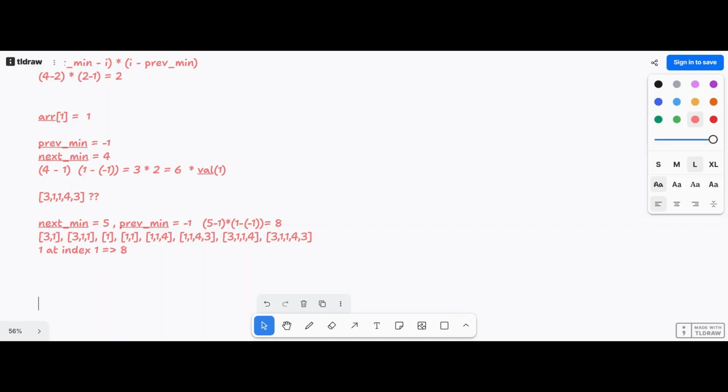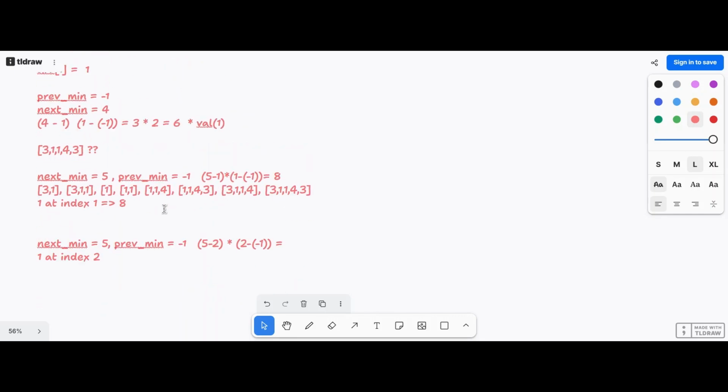Now I'm doing it for the 1 at index 2. Next minimum would be the same, 5, and previous minimum would be minus 1. So here it will be 5 minus 2, because the current i is 2, into i minus previous of i, which is 3. 5 minus 2 is 3, into 3, which is 9. So this is saying that a total of 9 subarrays I could find.